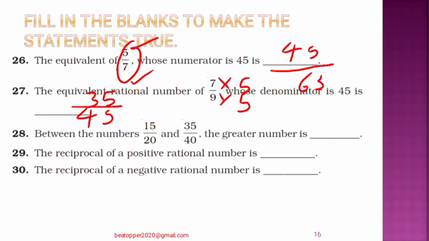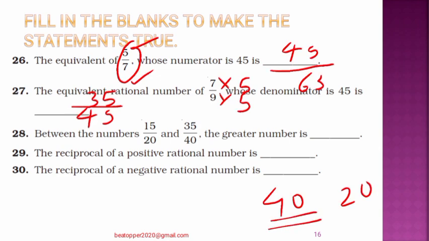Next question: between the numbers 15 by 20 and 35 by 40, the greater number is. To find the greater number, we have to make the denominators the same. Here the LCM is equal to 40. Why is it so? 40 is a multiple of 20, so the LCM is 40 itself.